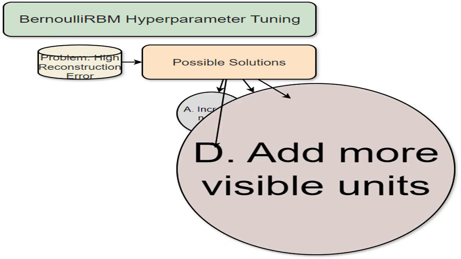The number of visible units represents the dimensionality of the input data. Adding more visible units without changing the data itself would not help the model converge better. It's like trying to solve a puzzle with extra pieces that don't belong. It would be more relevant to check that the number of visible units corresponds to the actual data dimensionality.